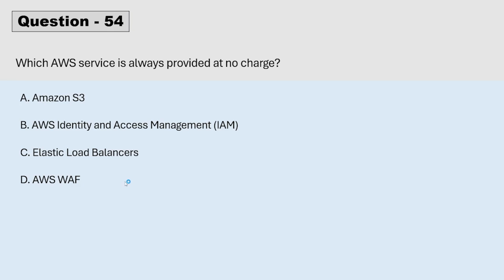Now let me reveal the correct answer. The correct answer here will be AWS Identity and Access Management, because this is the only service for which there are no additional charges. You must already be aware there are charges for Amazon S3, even with multiple tiers for the charge. Elastic Load Balancer is also a chargeable service. AWS WAF is also a chargeable service. Only IAM is not a chargeable service.